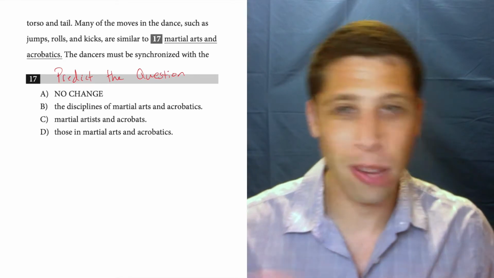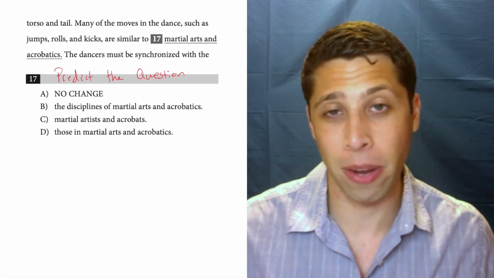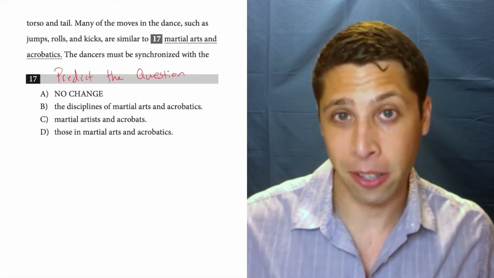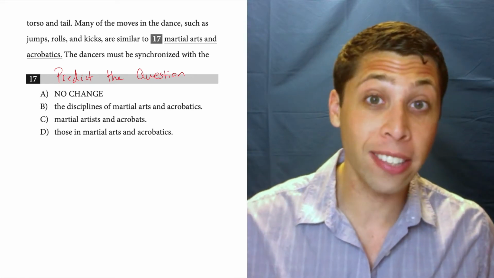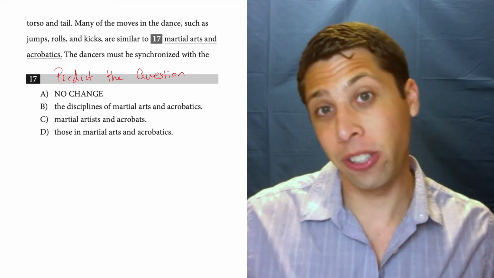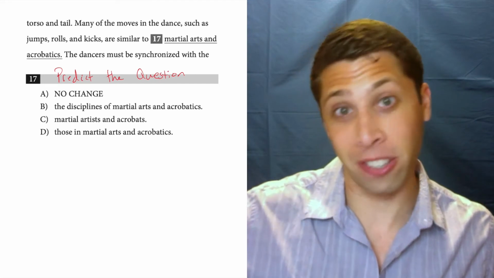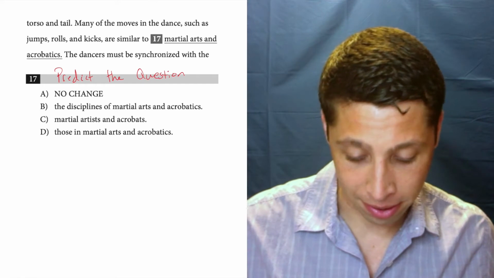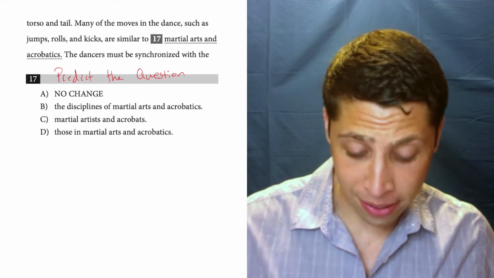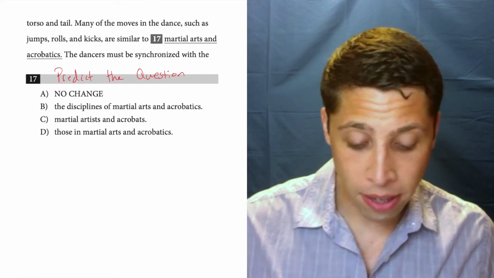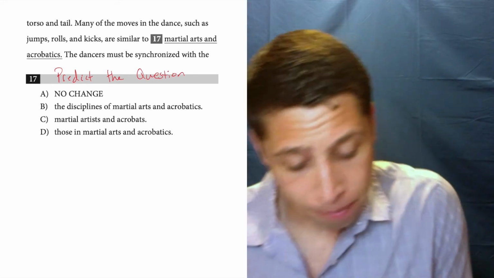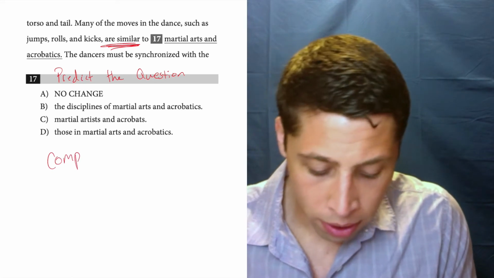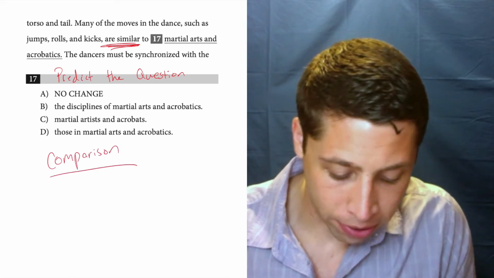Now, just looking at these choices, it seems like we're just picking the one that sounds best, right? That's kind of the same words, different order, maybe one sounds better than another. There's no real rule here, it would seem, that we need to consider. But if we look at the sentence, we should notice something that hopefully triggers us to think about rules. What is the structure of this sentence? Many of the moves in the dance, such as jumps, rolls, and kicks, are similar to blah, blah, blah. Are similar to. That is code that we are making a comparison.